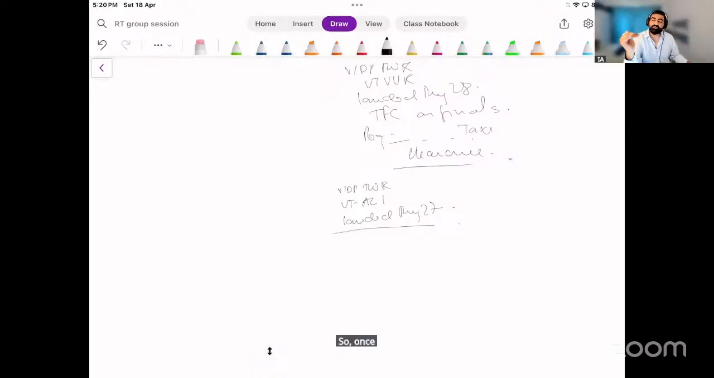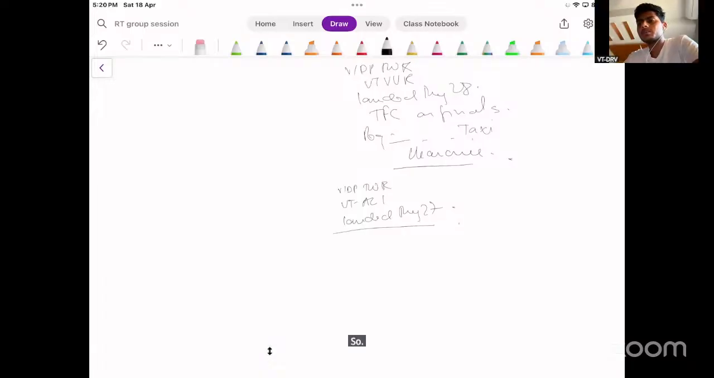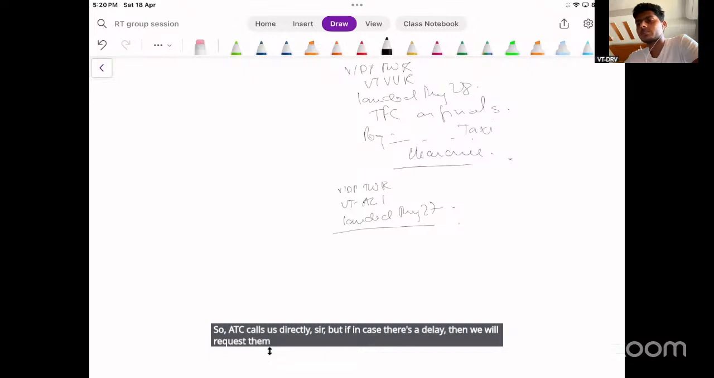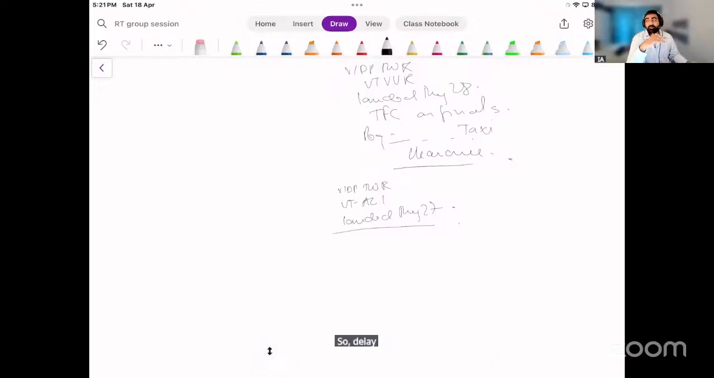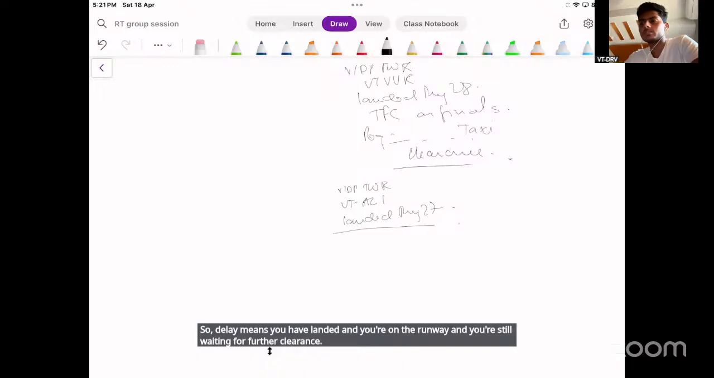So once you're cleared to land, then you land. Do you initiate a call, or does ATC call you directly? ATC calls us directly, sir. But in case there's a delay, then we will request instructions to vacate the runway. Please expedite or something. So delay means you have landed and you're on the runway and still waiting for further clearance. Yes, sir.